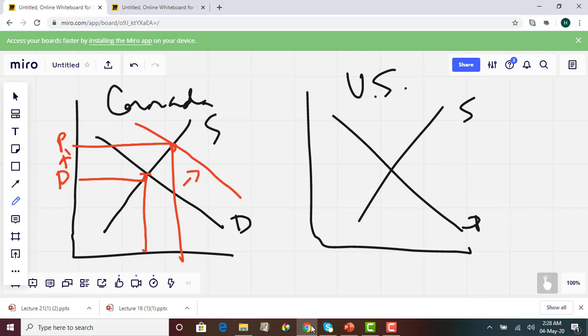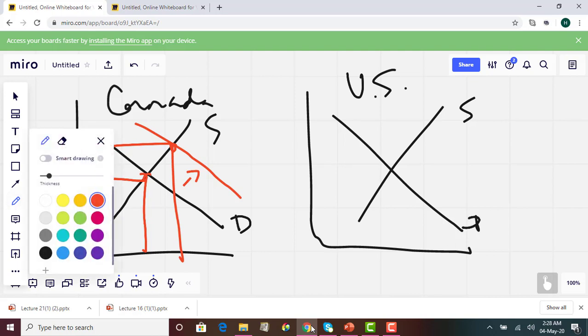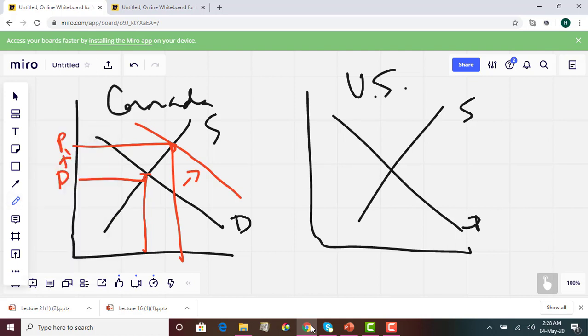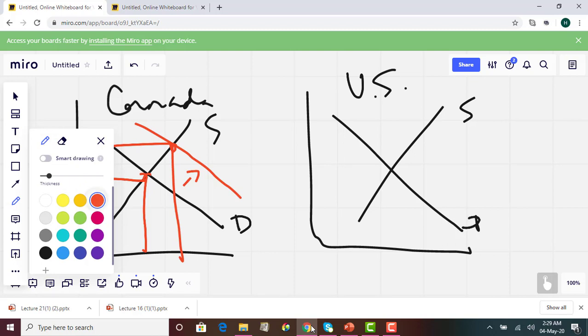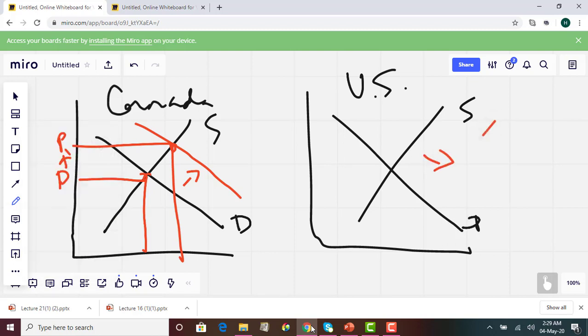When we are trying to import from Canada, the value of the Canadian dollar will go up because of an increase in demand. On the other hand, right now we need more US dollars to buy goods and services because the price of the Canadian dollar has gone up. So that means the supply of US dollars will go up and the supply curve will shift to the right, causing the value, if you see, to go down further.